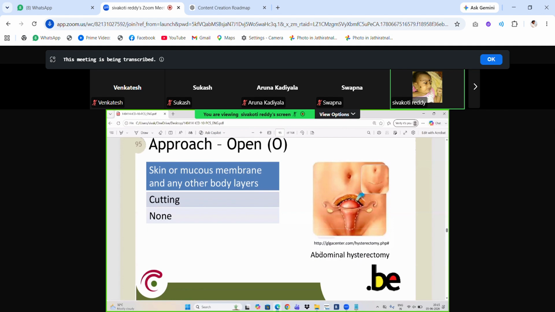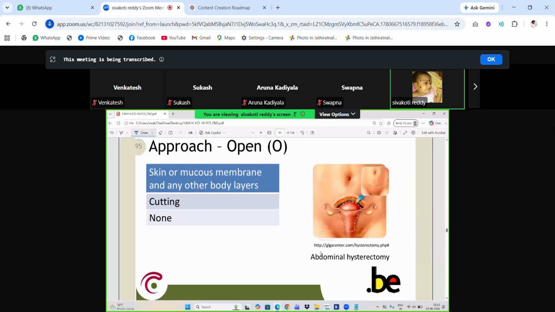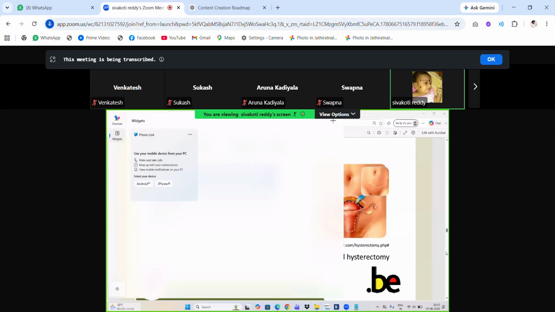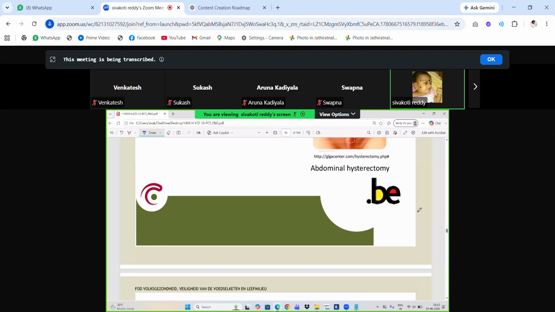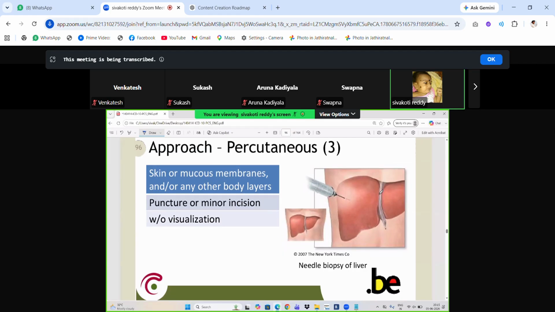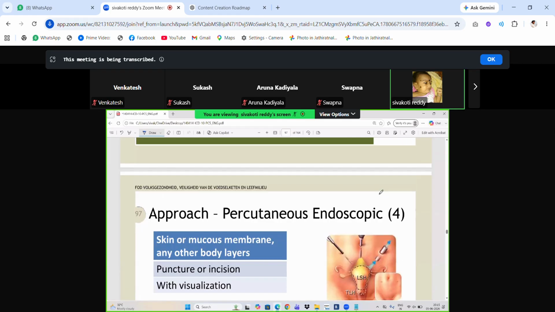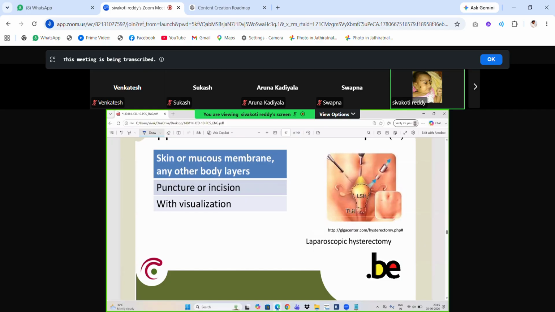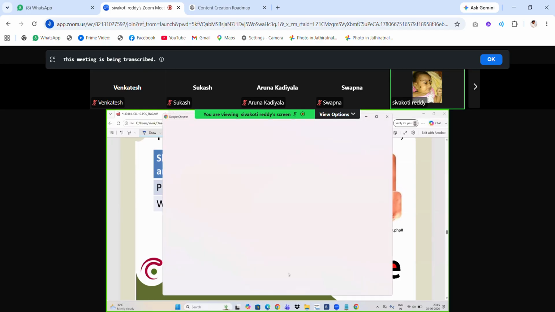So it should be open. They will cut and perform. Next, percutaneous puncture. Like this they insert the scopes. Puncture and they insert the scopes. Suppose you go for any laparoscopy or arthroscopy instruments.